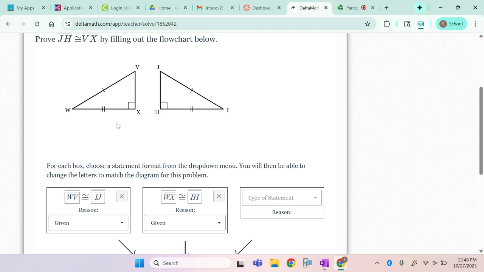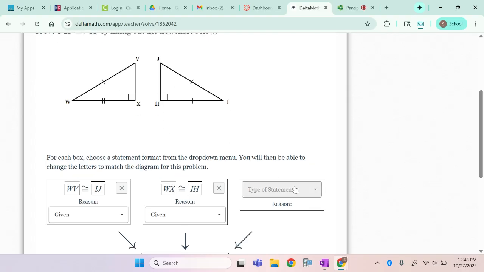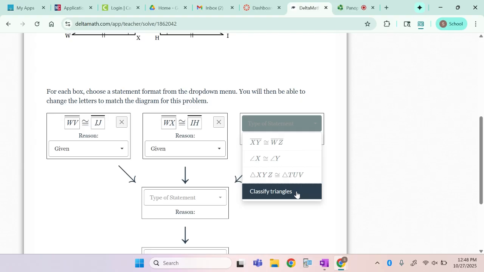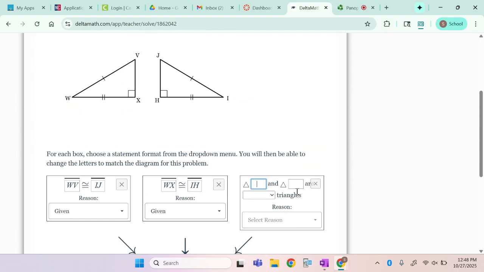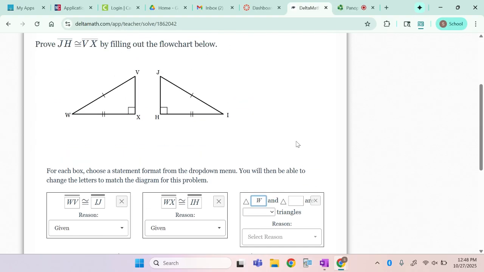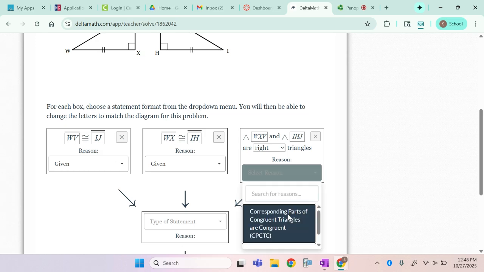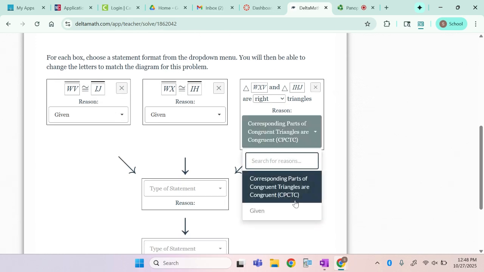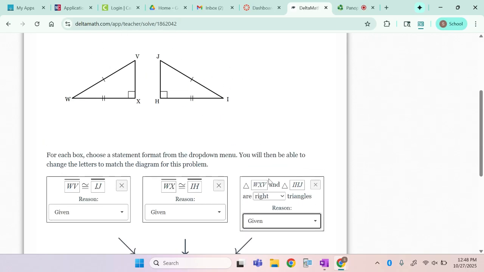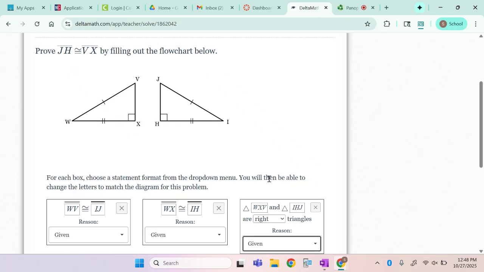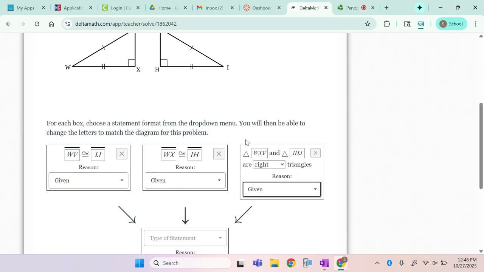What type of triangles are these? So we can actually classify these triangles. So if we hit classify triangles, we're saying that WXV and IHJ are right triangles. Yeah, it's given, because the 90-degree angle is marked. Now, we got enough to prove the triangles are congruent.